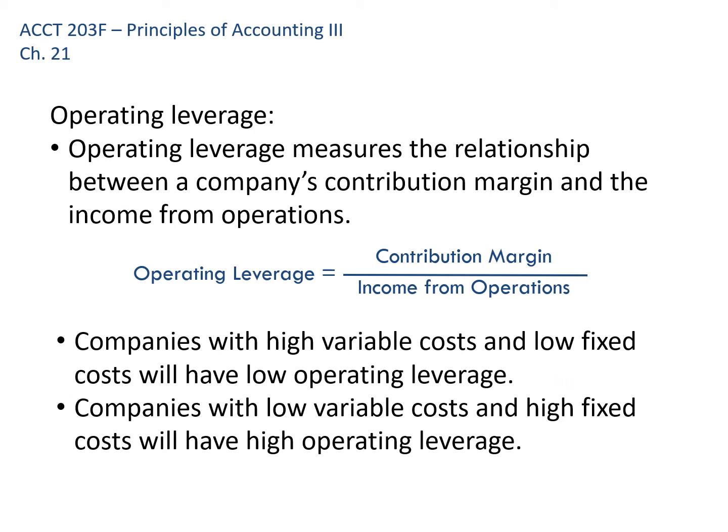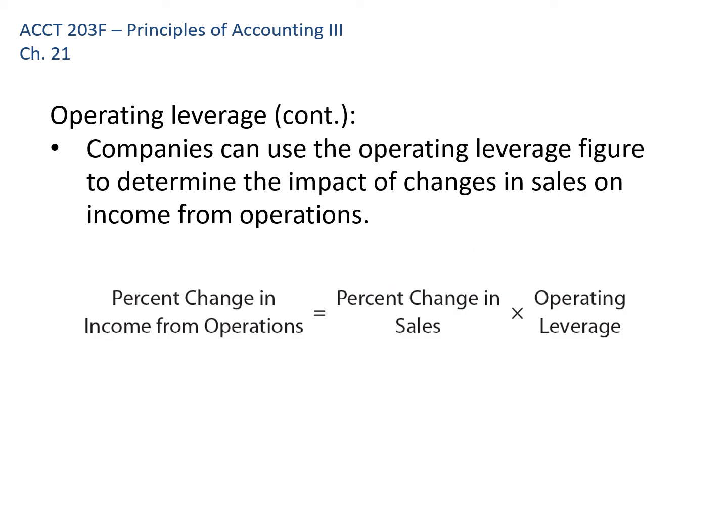So I'll talk about two more topics. One is operating leverage. It measures the relationship between a company's contribution margin and their income from operations. Some companies have a very high contribution margin and fairly low fixed cost, and some companies have the other kind of relationship where they have low variable cost but high fixed cost. So I can calculate that leverage factor by dividing contribution margin by income from operations.